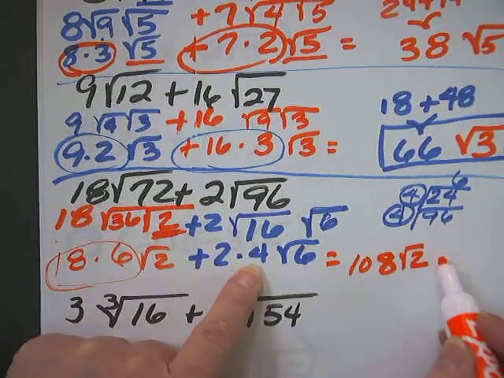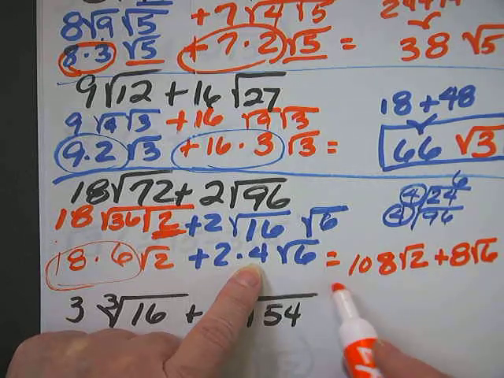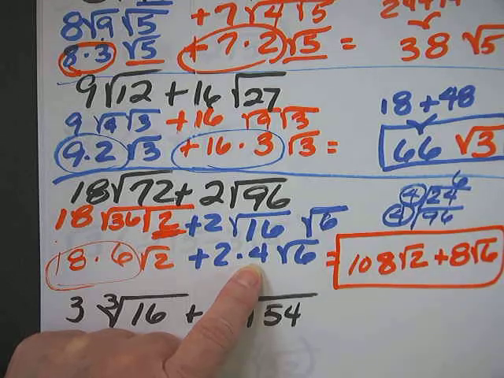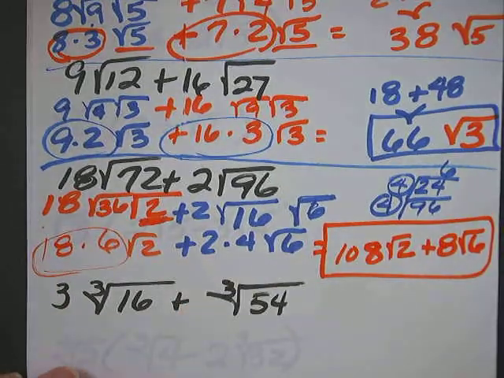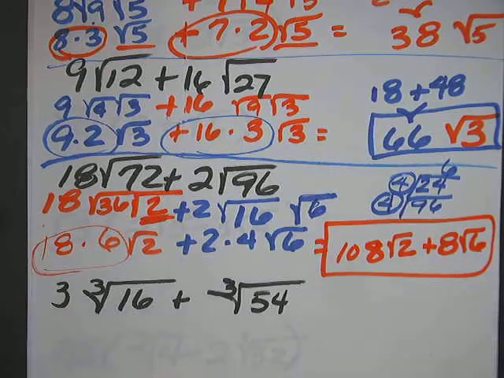18 times 6 is 108. 108 square root of 2. 2 times 4 is 8 square root of 6. And it's not like terms, so that's as far as you can go.